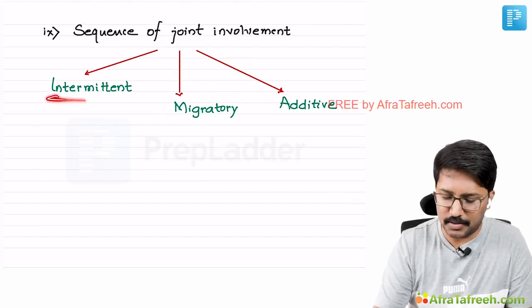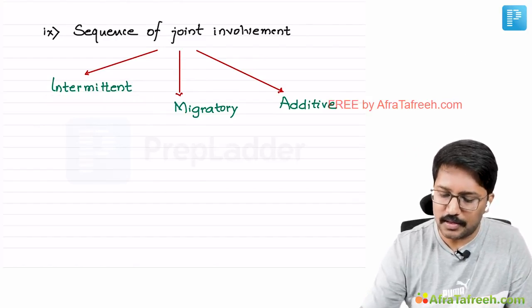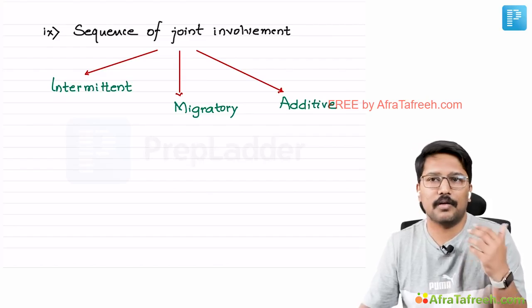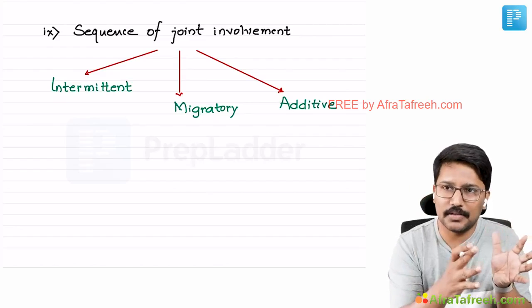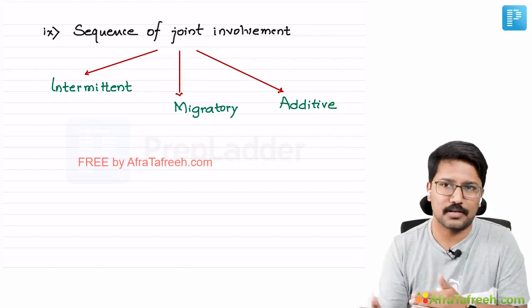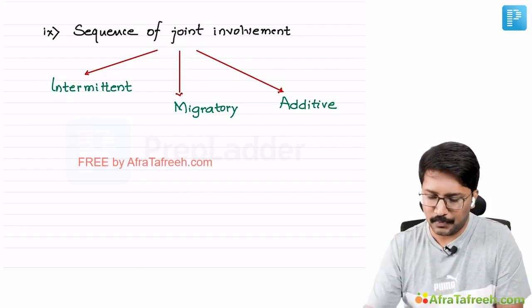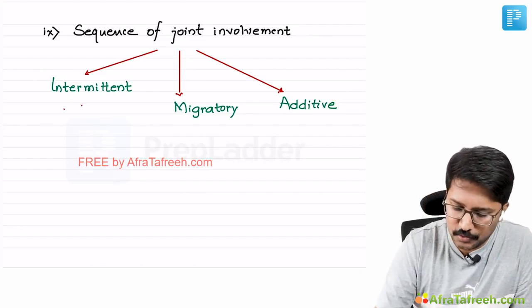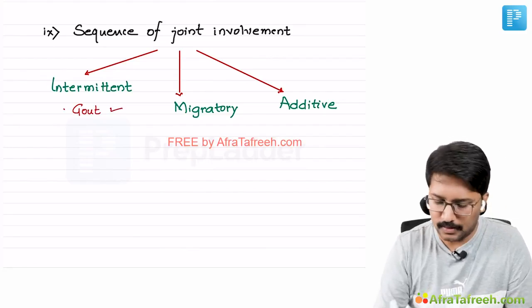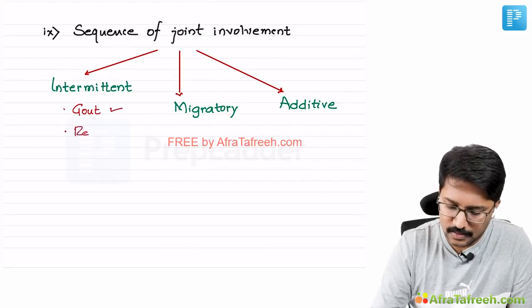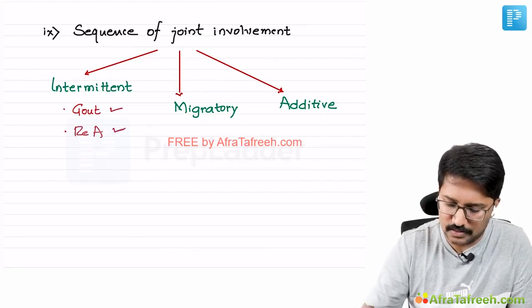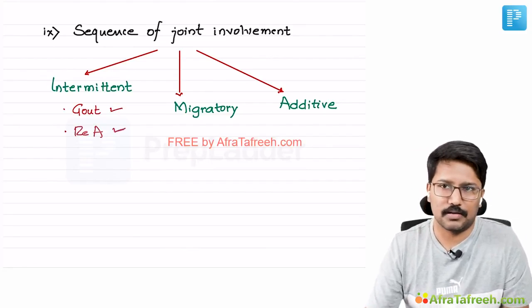First, let me address the intermittent joint involvement. When we talk about intermittent joint involvement, that means there are frequent episodes of aggravation or flare-ups and remission. Then we will be calling it intermittent, right? So the first thing that should come to our mind when a patient presents with intermittent joint involvement is obviously gout. Other than that, patients with reactive arthritis may also present with intermittent joint involvement, right?